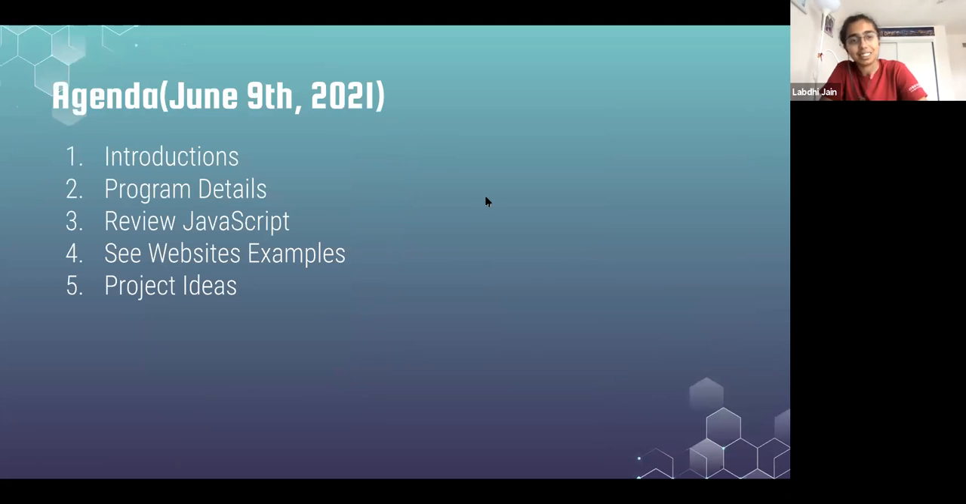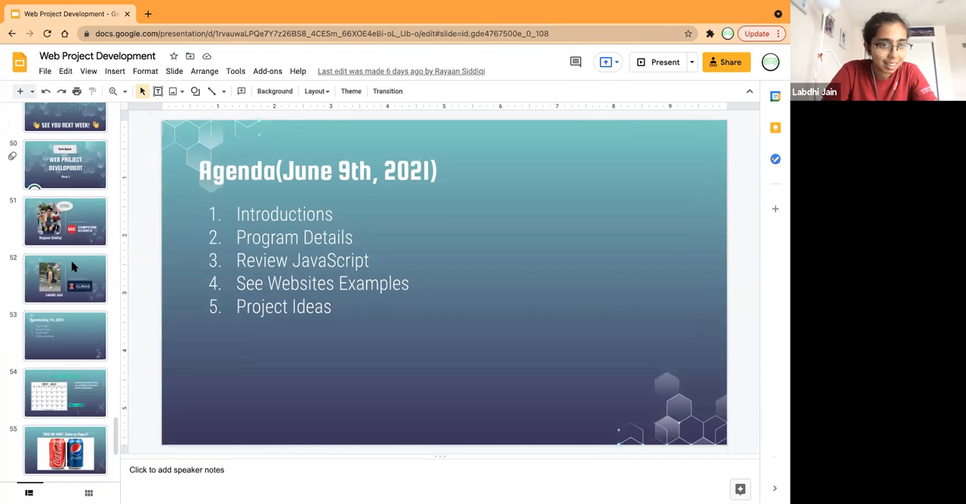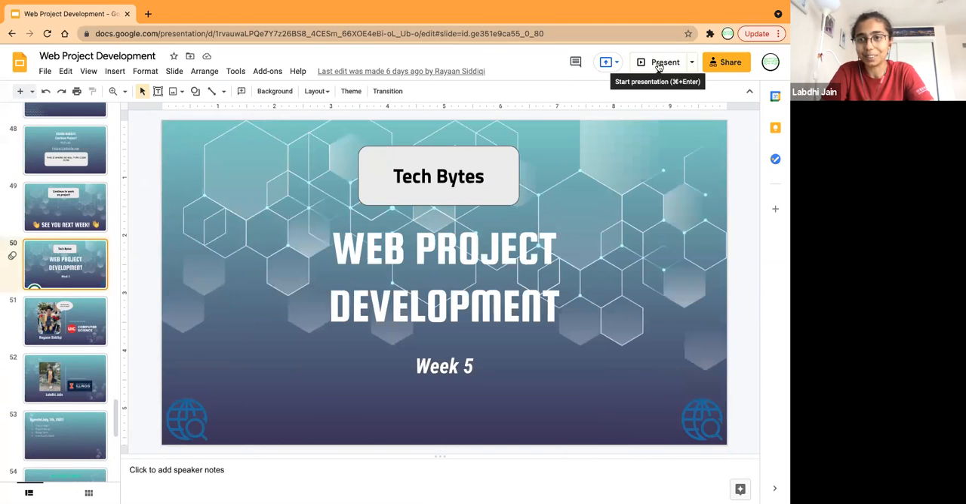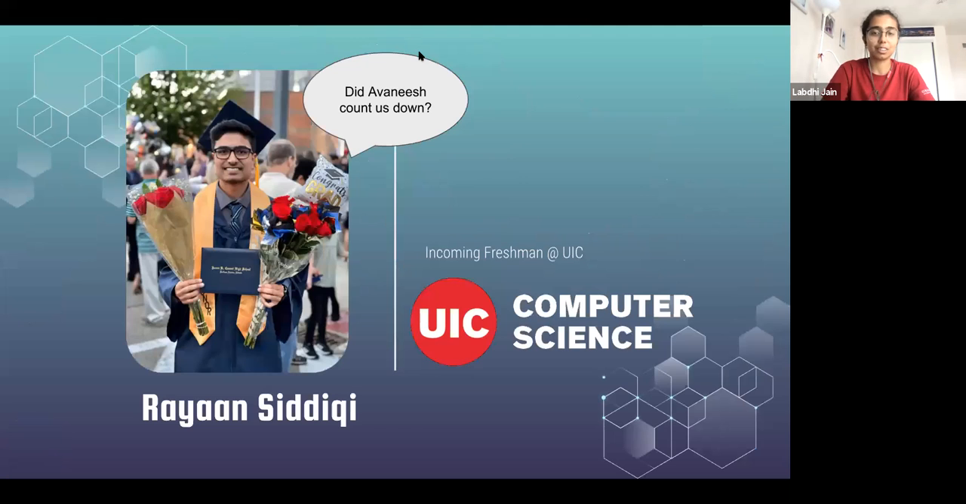So today's agenda, not June 9th, that's a typo. First, introductions, that's done. Program details, review JavaScript, see website examples. Project ideas, that is incorrect. Sorry about that, guys. I was looking through the wrong slides. There we go, week 5 today. And Rayan sent us a message. That's what I was looking for, but I didn't see it because I was on the wrong slide number.